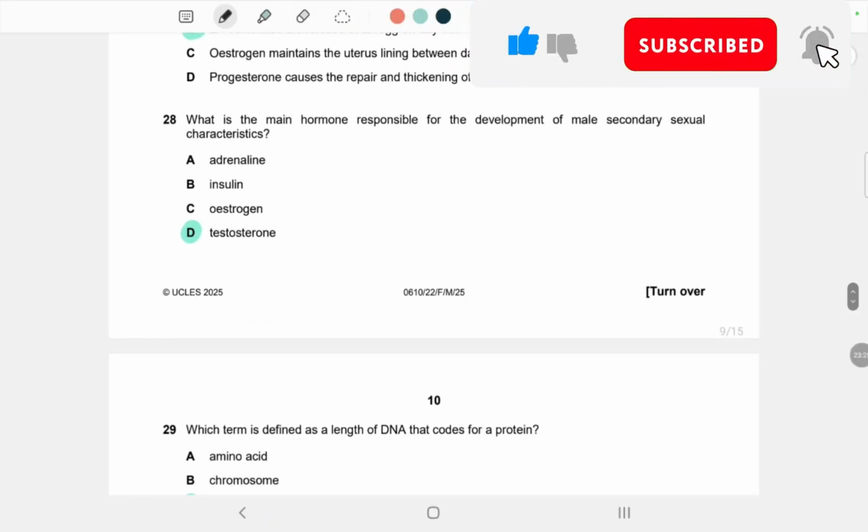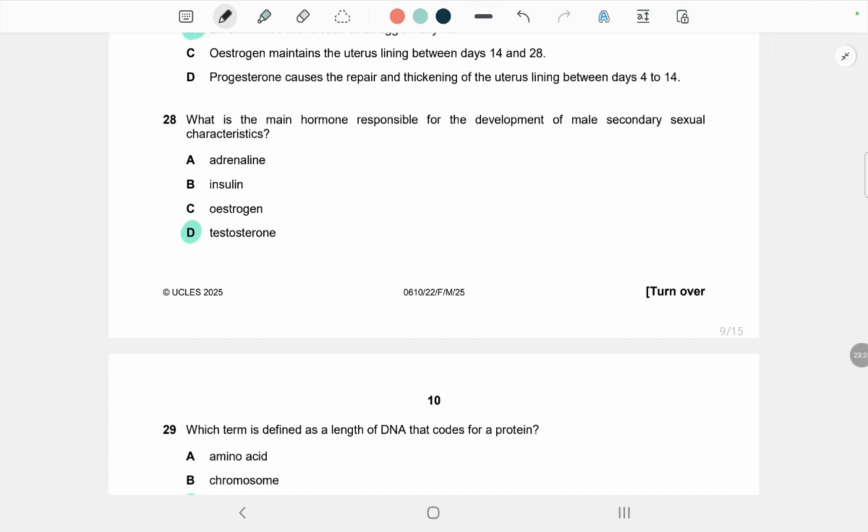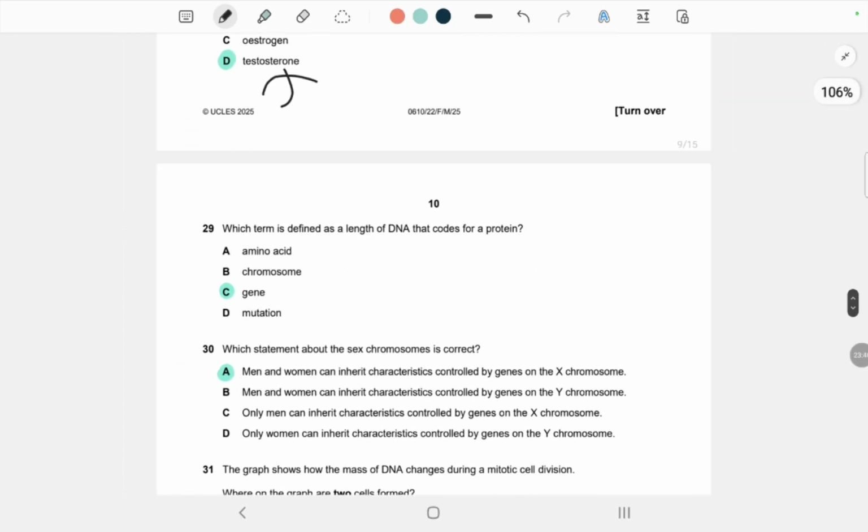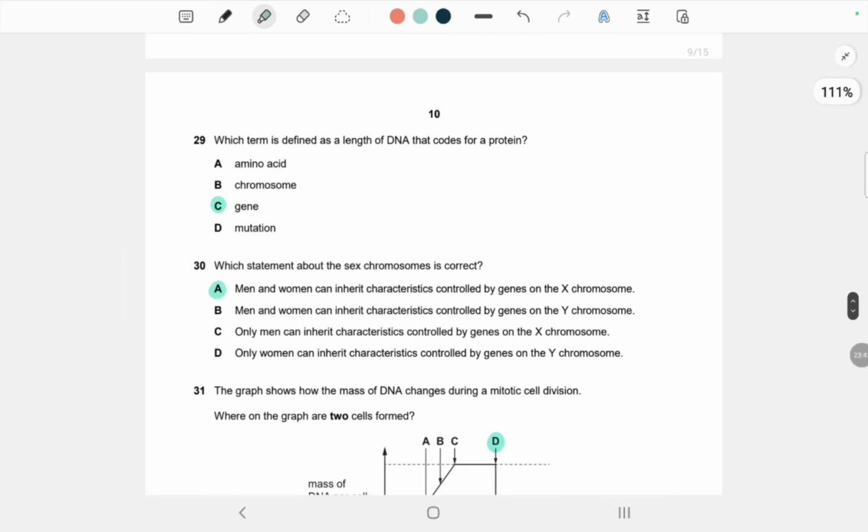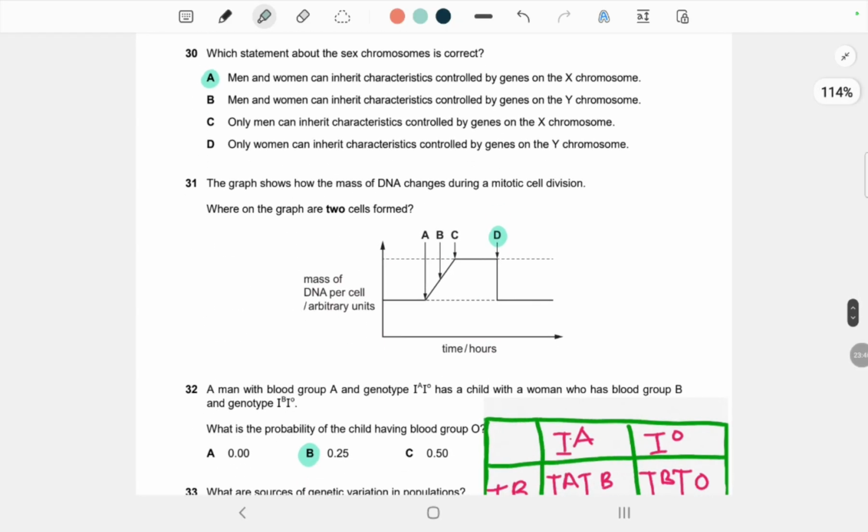Now, what is the main hormone responsible for the development of male secondary sexual characteristics? Well, it is testosterone, and I had actually mentioned that in a previous video. So basically, it is your testosterone. Now, which term is defined as a length of DNA that codes for a protein? Of course, it's a gene, just something to memorize.